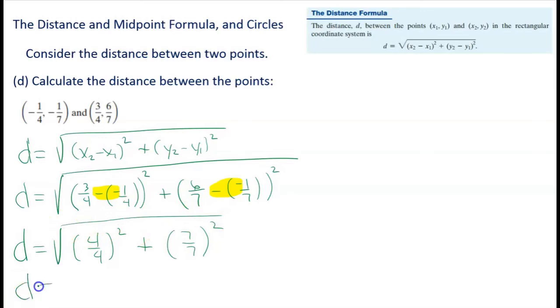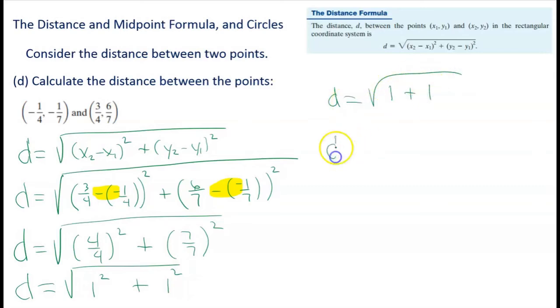Hey, they made this even easier for us, didn't they? Because 4/4 is 1 squared, plus 7/7 is also 1. Still got to square it. So D is equal to, now 1 squared is 1, plus 1 squared is 1. D is equal to the square root of 2. Will that simplify? No. Square root of 2 is it.